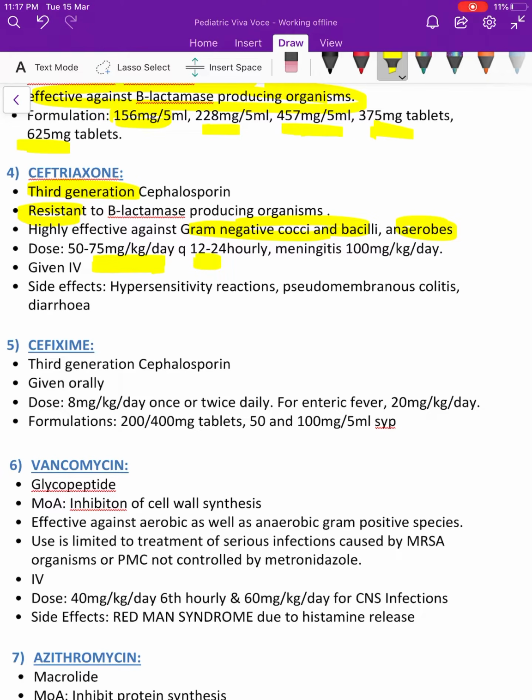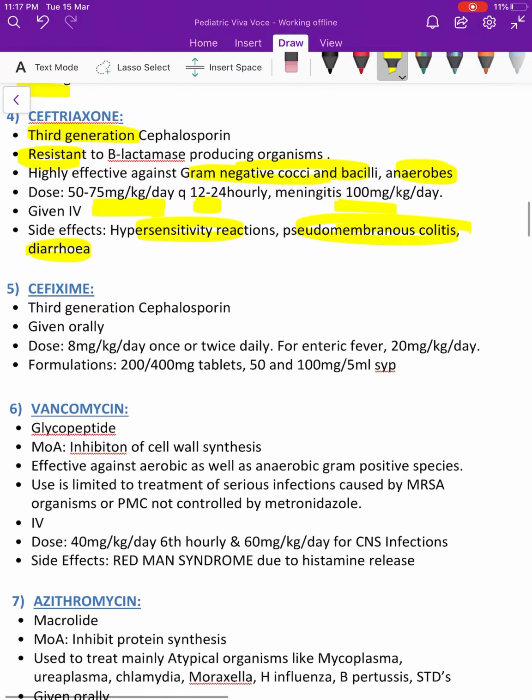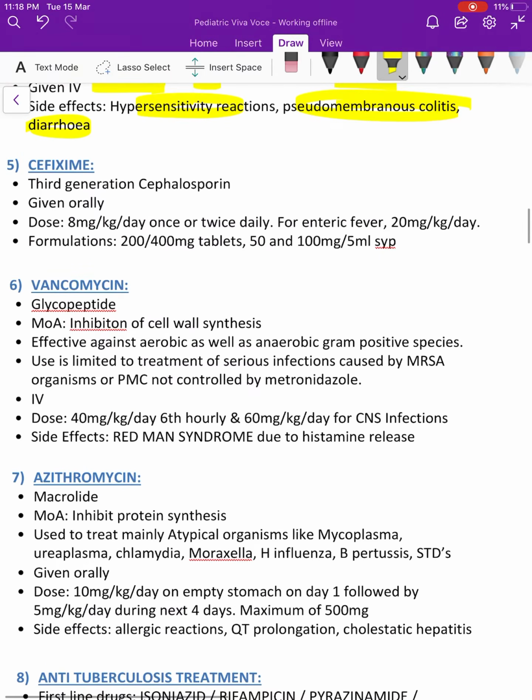If we are using it for meningitis, then we give it at a higher dose, 100 mg per kg per day. Hypersensitivity reactions and pseudomembranous colitis are a few of the side effects, even diarrhea as well, because it alters the gut bacteria. Okay, next comes Cefixime.